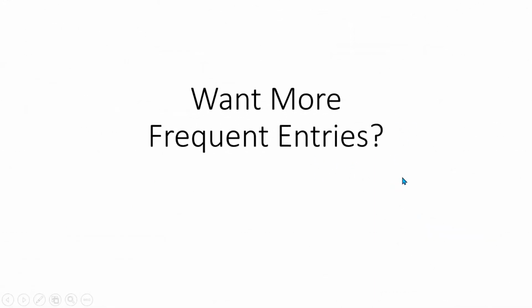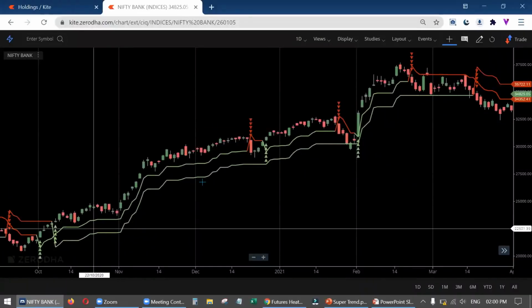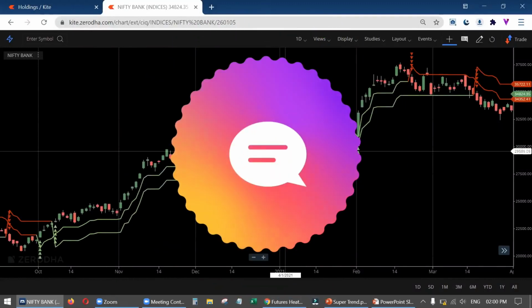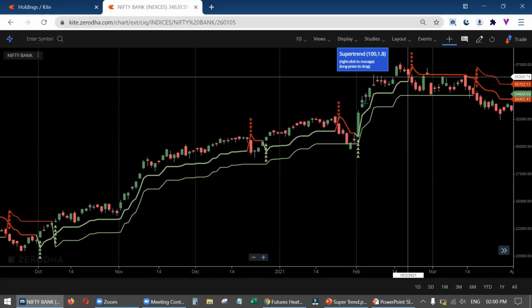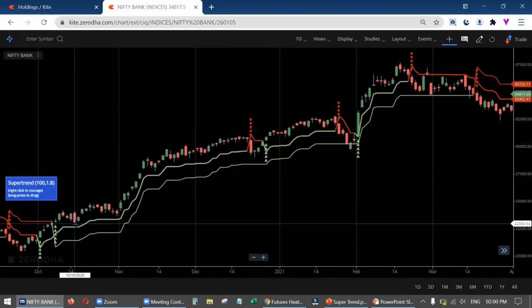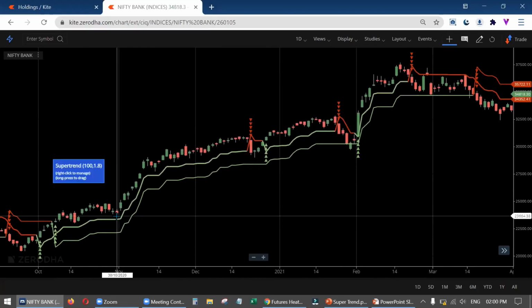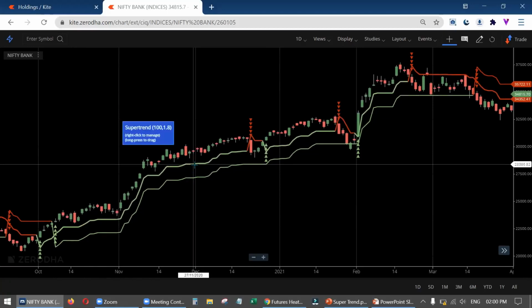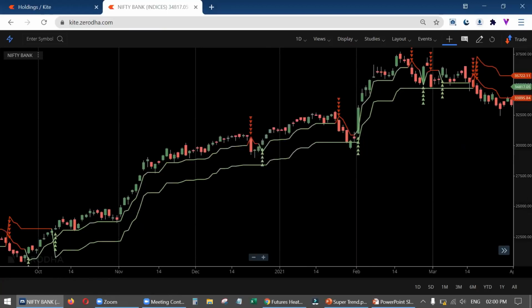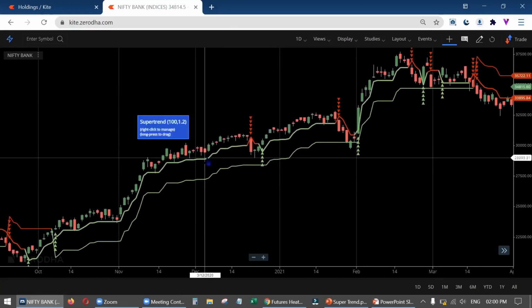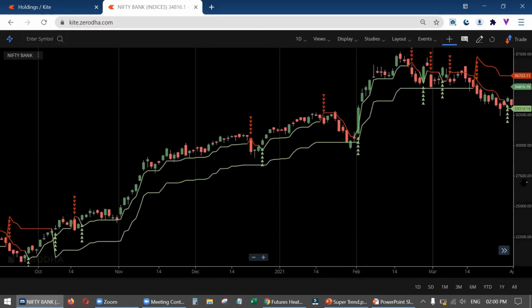So want more frequent entries? Now in this super trend ride, if you want more re-entries, we got only 1, 2 and 3 re-entries. But if you want more re-entries, let's say we want to capture one re-entry here also, here also. In that case, you can go to this first line and change the setting from 1.8 to 1.2. Okay, still not many, so you can change it even further. Okay, now you can see there are many more entries coming.